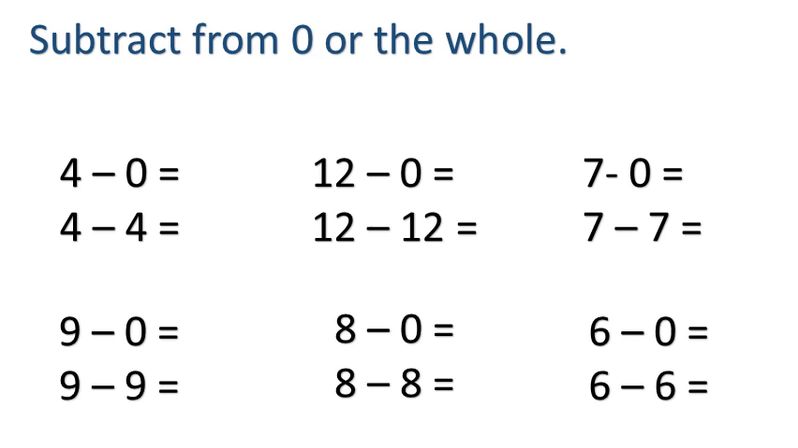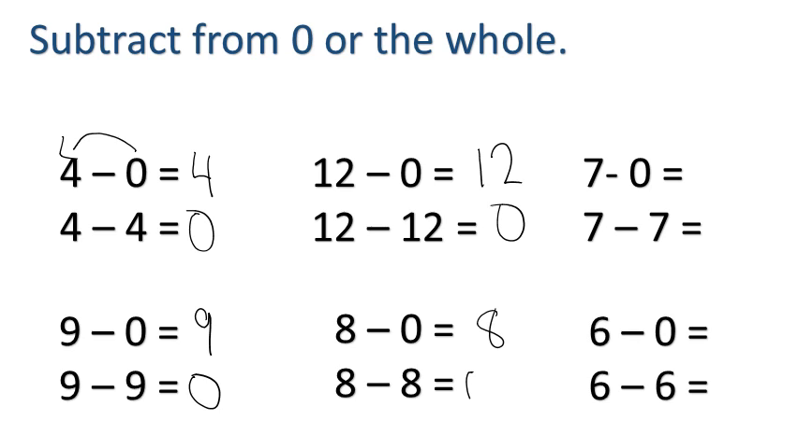So let's begin by answering these equations. 4 minus 0 gives me what? 4. Because did I take anything away from the first group? No. 4 minus 4? 0. That's right. 9 minus 0? 9. 9 minus 9? 0. 12 minus 0? 12 minus 12? 8 minus 0? 8 minus 8? This gets a little confusing. 7 minus 0? 7 minus 7? 0. 6 minus 0? 6 minus 6? 0. That's right.